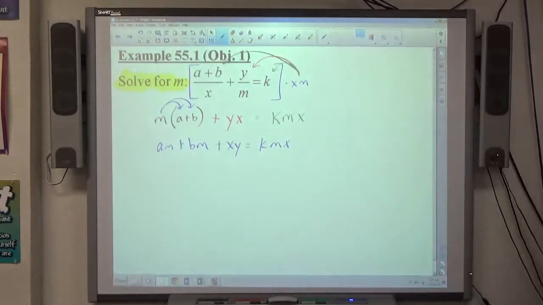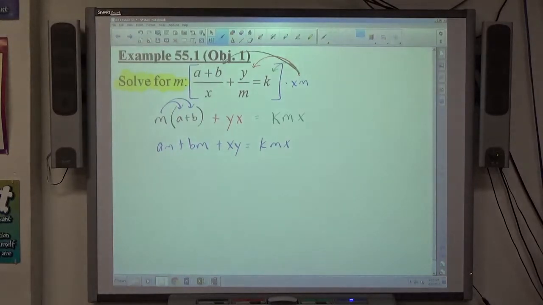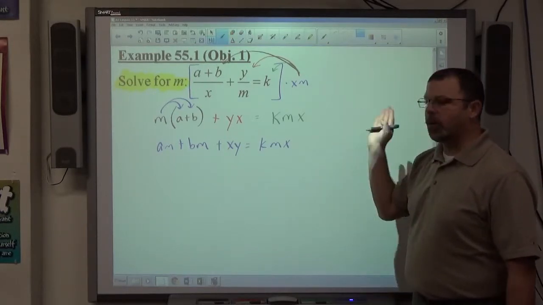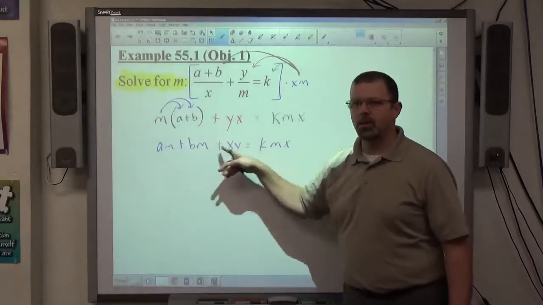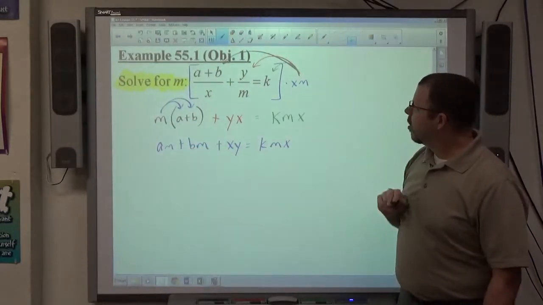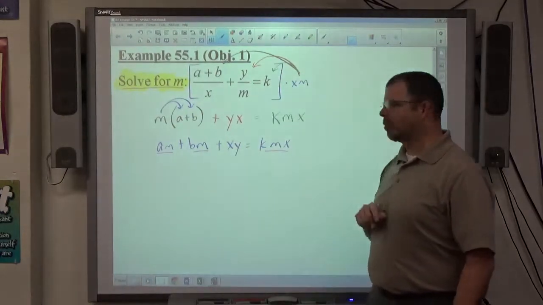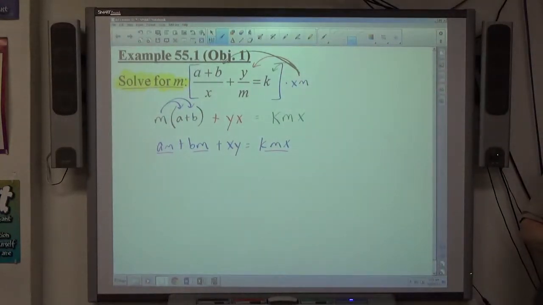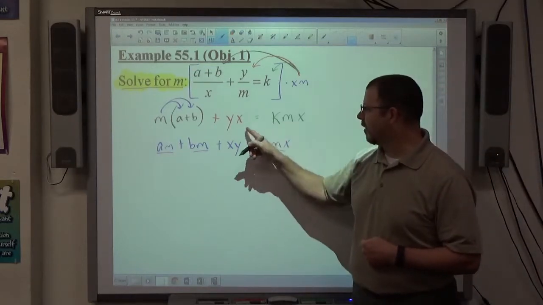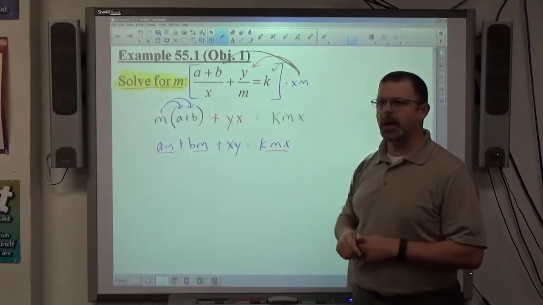So priority 1 in a rational function or in an abstract problem is get down to this level. Just a bunch of terms. Some of them contain the letter we care about, some don't, but that's what we want. We don't want fractions, we don't want parentheses, we just want a bunch of terms. Then, this says solve for m, so everything containing m is more important than everything else. So am, bm, and kmx are all more important than xy, so you want to separate the important from the non-important. I can either move kmx to the left and xy to the right, or am and bm to the right. What do you guys want to do?